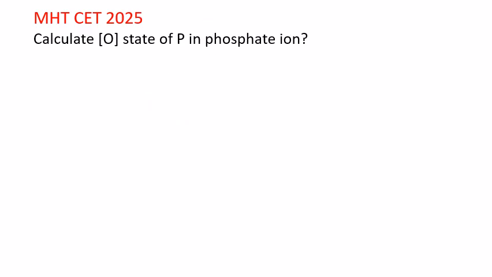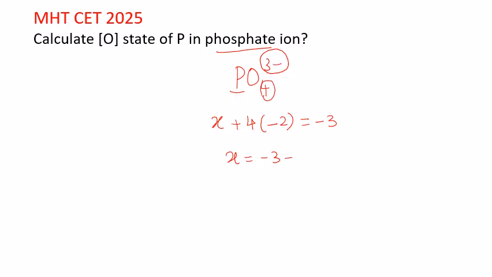Same way, we can calculate the oxidation state of phosphorus in phosphate ion. We all know phosphate is PO4 3-. So you want to find out the oxidation state of phosphorus. So keep it as X. And how many oxygens we have? 4. So +4 into, and for each oxygen it is -2 is the oxidation state. And overall charge is -3. So you have to equate it to -3. It is not a neutral species. So X will be -3 + 8, that is equal to +5. So the oxidation state of phosphorus in phosphate ion is +5.